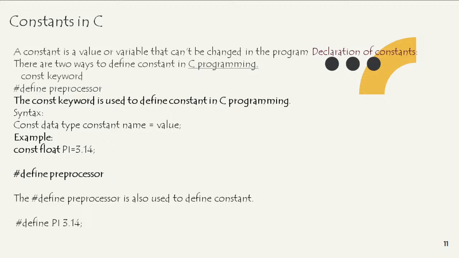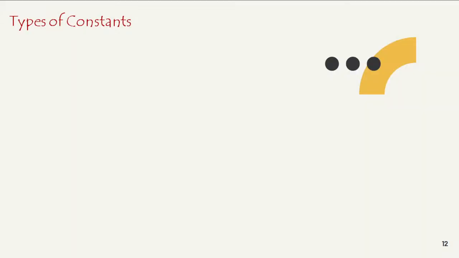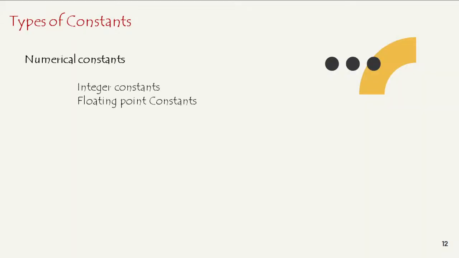Now we'll see what are the different types of constants available in the C programming language. Types of constants: numerical constants, which are used to define number constants. Again, these can be categorized in two ways, like integer constant and floating point constant. Whereas integer constants, again we can take in three ways: octal constants, decimal constants, and hexadecimal constants.